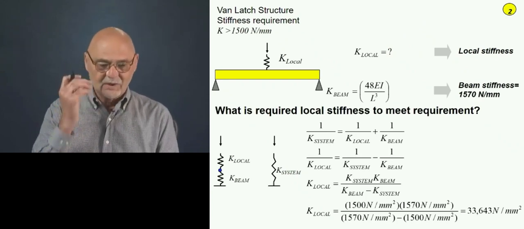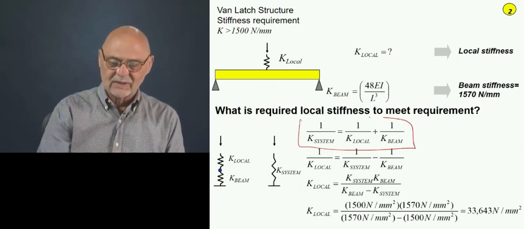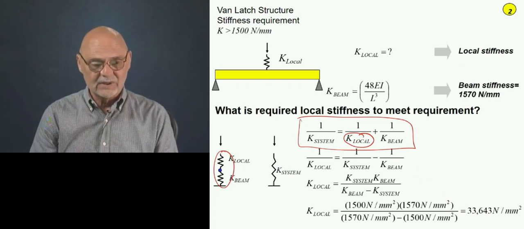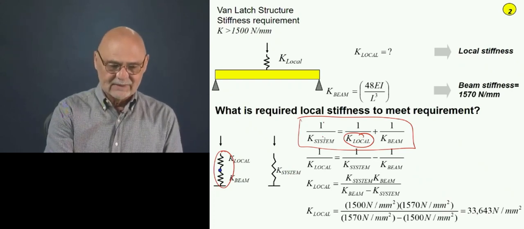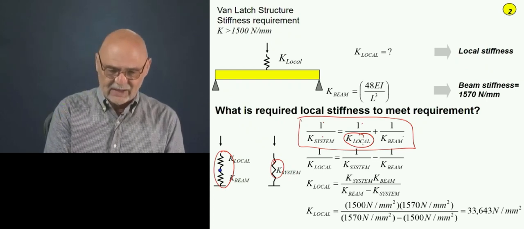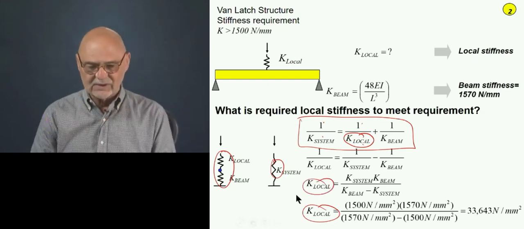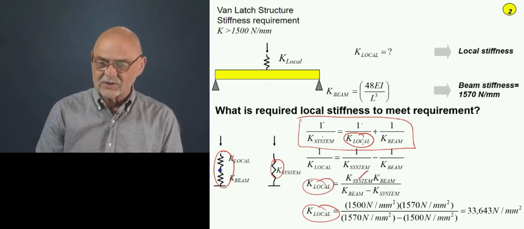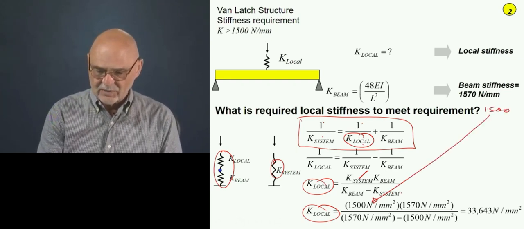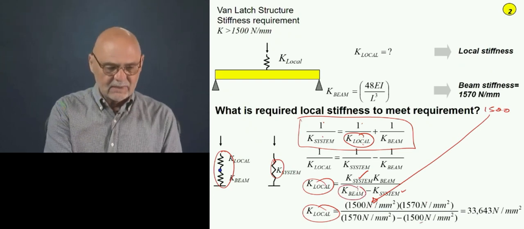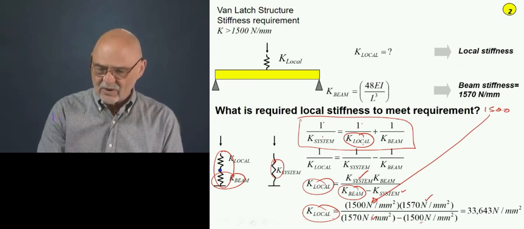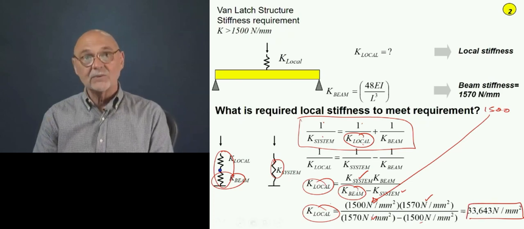So what we are going to do is just solve this equation for K local. Again, we're just looking at two springs in series, and in this case, the reciprocal of the equivalent spring is the sum of the reciprocals. And we do a lot of algebra until finally we get a value for the local stiffness. So we're saying that we want the system stiffness to be the requirement. Every time we see system, we're going to put 1500. The beam stiffness here is 1570, and up here. And now we solve for local, and that means we have to have this value for the local stiffness.